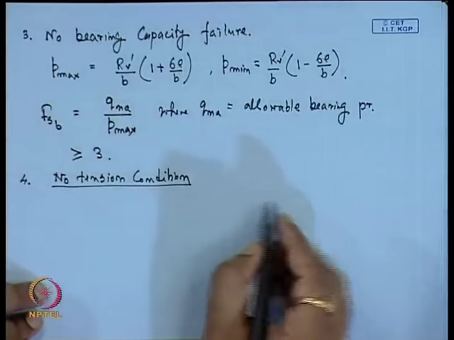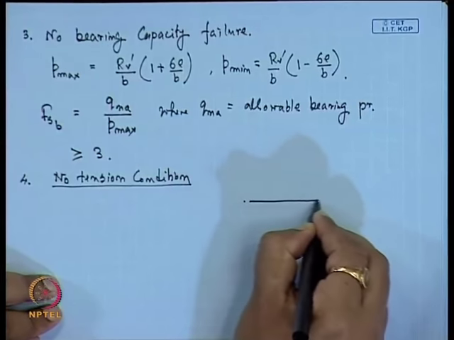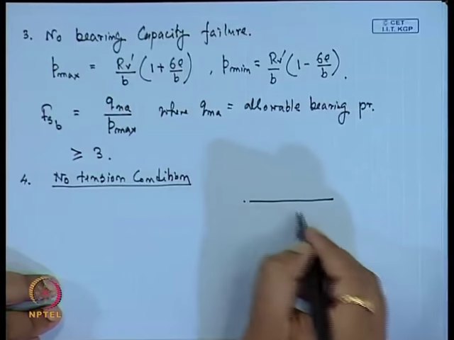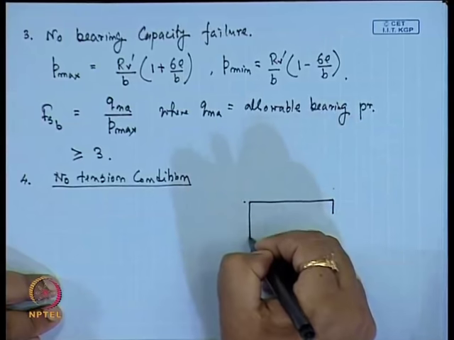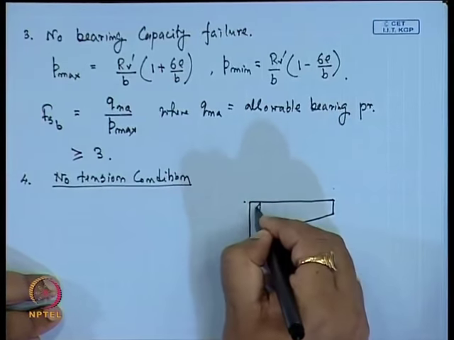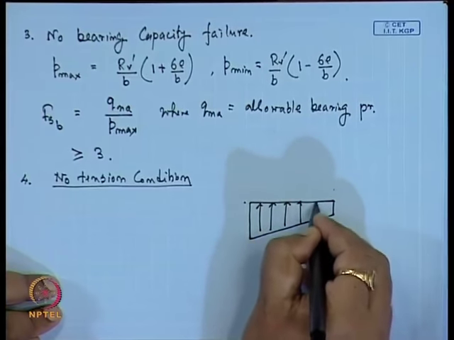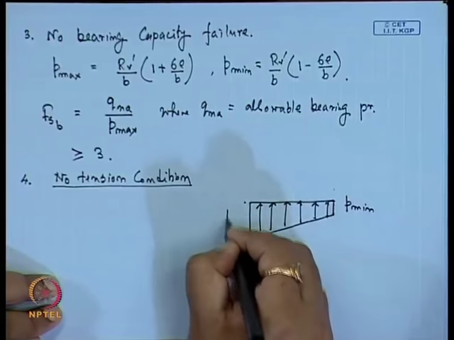Now, that totally depends on, suppose this is the base of the retaining wall. So, this stress distribution, as we go for this P max and P min, you may get this type of distribution for the stress at the base of the retaining wall. This is P min and this is P max.